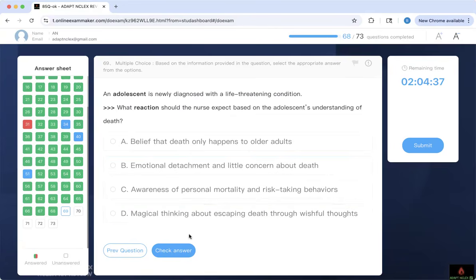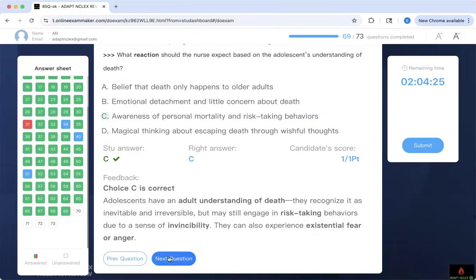You know, preschoolers have magical thinking. Adolescents are usually aware of the problem. They think like adults. Which of these think like adults? They are aware of the situation and they have to know about it.